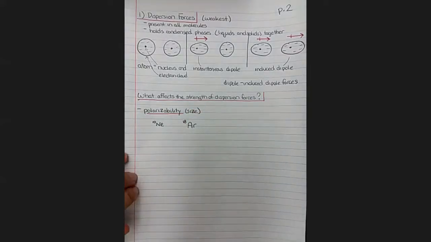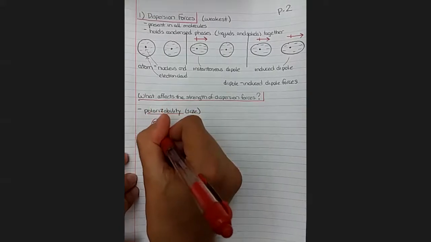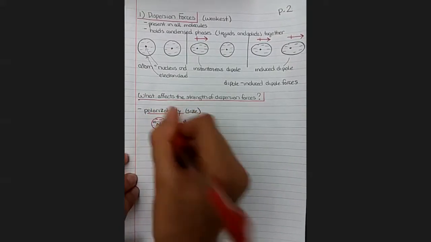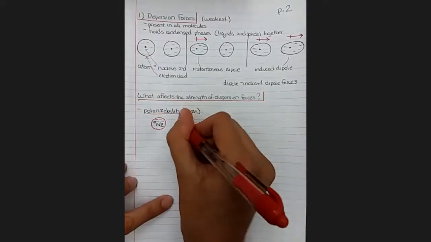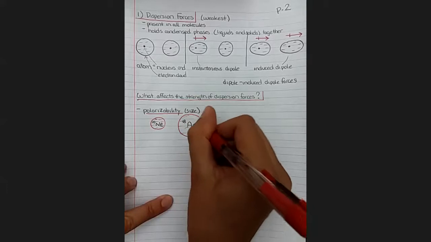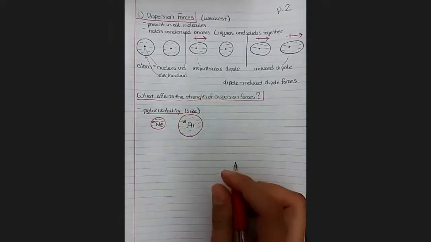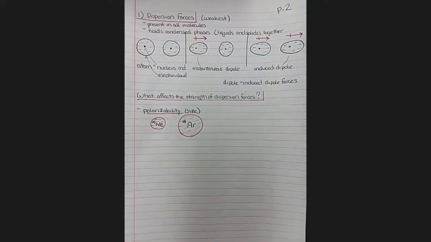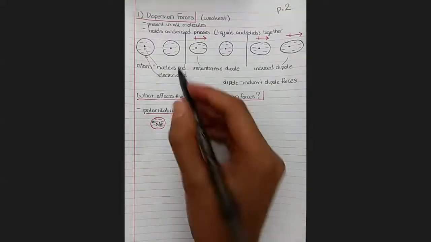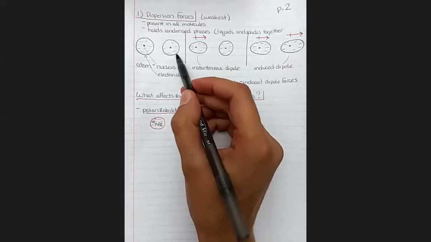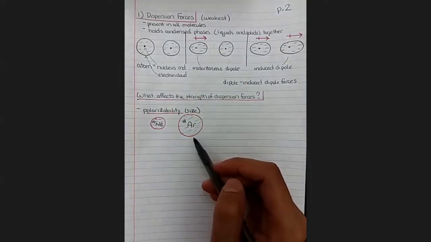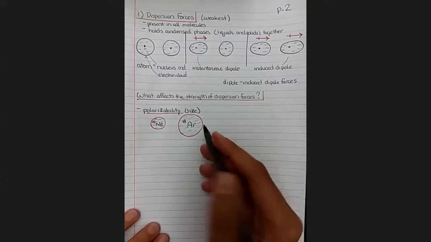Argon is pretty big. So neon is number 10. It has 10 electrons in its little sphere. And argon is number 18, so it has 18 electrons in its cloud. So its cloud is quite a bit bigger than neon's. And because argon has more electrons, it's easier to distort from perfectly spherical to this instantaneous dipole. It's easier to do because there's more electrons in this cloud.